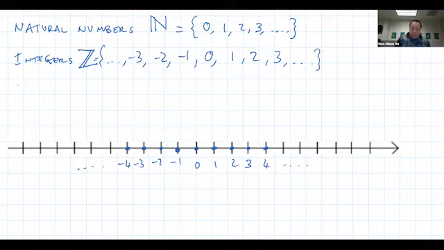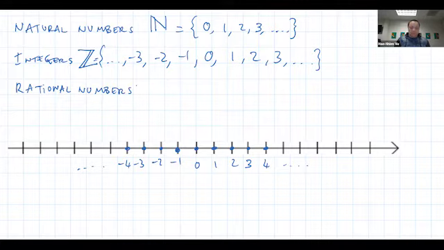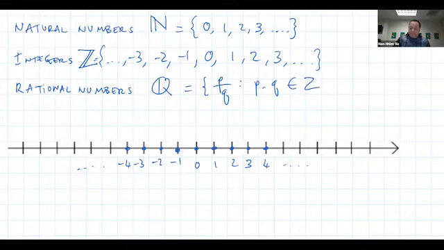Next are rational numbers. The set is written as a letter Q, and it consists of all possible fractions of integers: 1/2, -3/4, 5/2, 2/3, etc. So it's all the possible p over q, where p and q are integers. Note that integers are rational because a number like -5 is the same as -5 over 1.